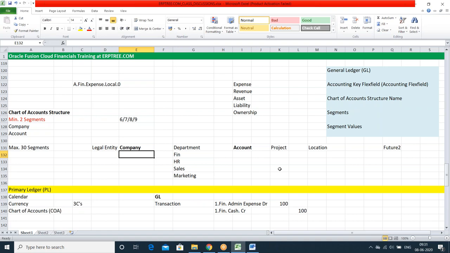So to summarize based on the discussion we are having, if we have multiple business units, then it's always advisable to have that business unit also as a segment in the chart of accounts, as well as company, so that the chart of accounts segment here. One second before you proceed with the statement, you can name it as business unit also. Many clients do that, right?